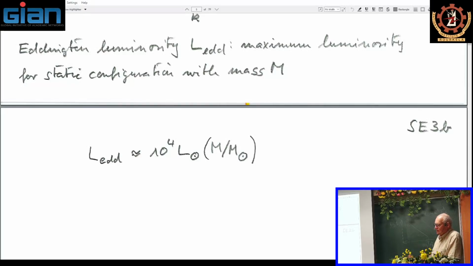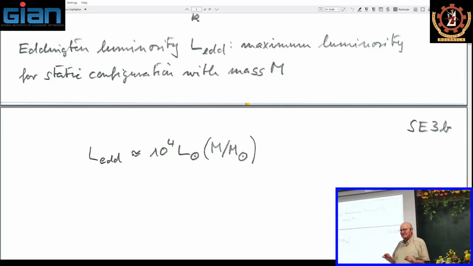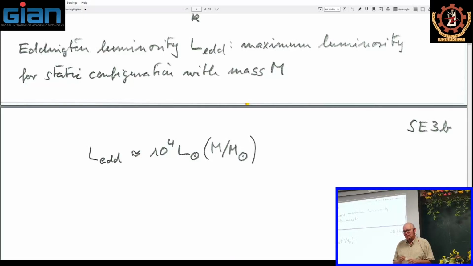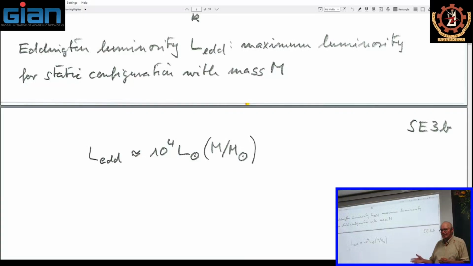Actually, once we consider pulsating stars, some of them are pretty close to the Eddington limit, so they are still in equilibrium, but they might be stable or unstable. Stability is a completely different concept from equilibrium.